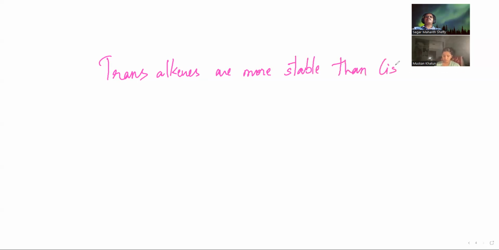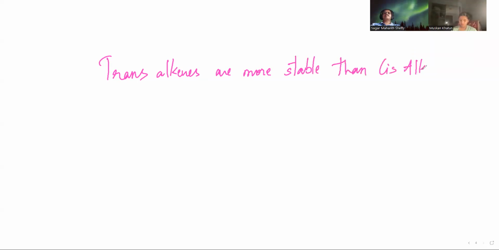What are trans alkenes? Let me tell you. That's what I was saying just now. Trans alkenes. One second. First, let me make this point here. Trans alkenes are more stable than cis alkenes.